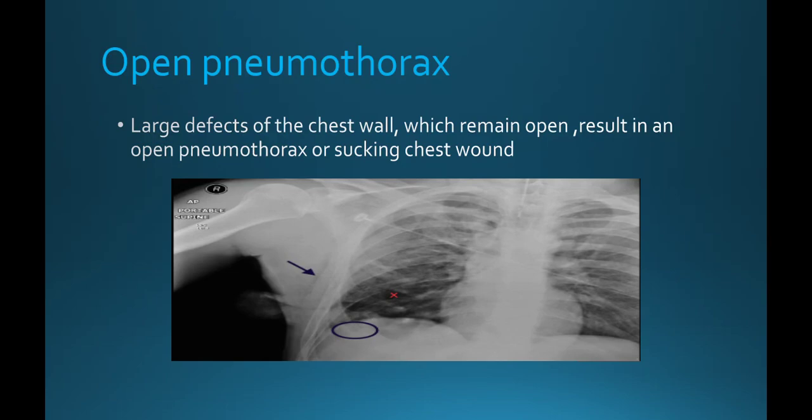If the opening in the chest wall is approximately two-thirds the diameter of the trachea, air passes preferentially through the chest defect with each respiratory effort, because air tends to flow along the path of least resistance through the large chest wall defect. Effective ventilation is impaired, leading to hypoxia.